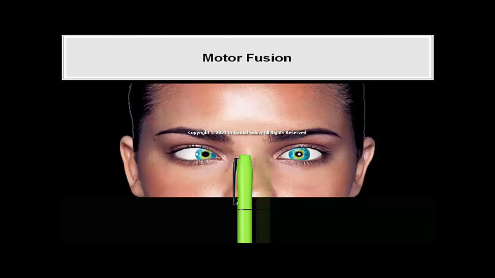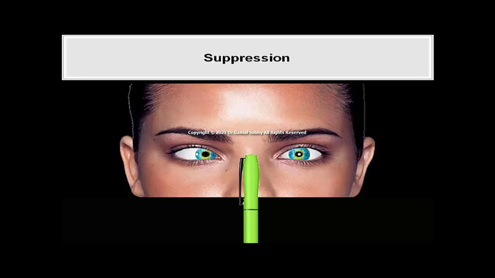If the amplitudes are inadequate to cope with the deviation, asthenopic symptoms may arise. To prevent asthenopic symptoms and diplopia, humans have a built-in mechanism, that is suppression. By suppressing the images from one eye, asthenopic symptoms may be reduced or completely disappear.